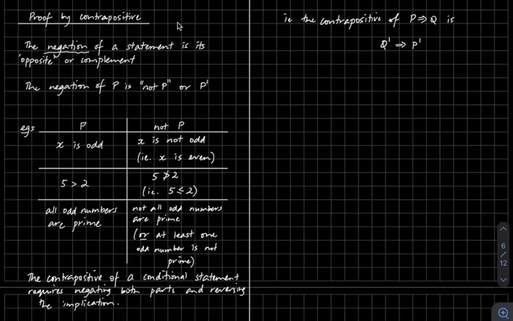So our original statement was if P then Q, or P implies Q. The contrapositive of that is if not Q then not P. And the significant thing here is that a statement and its contrapositive are considered equivalent. In other words, if we can prove the contrapositive, then we've proved the original. So a statement and its contrapositive are logically equivalent.